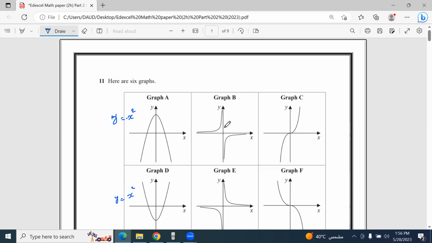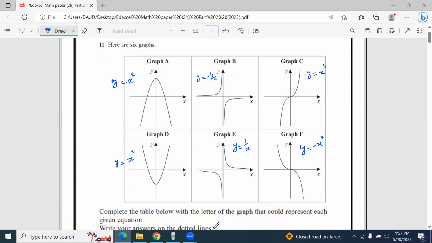And this is a hyperbola, reciprocal function. And this function is y equals minus 1 over x. And graph E is also reciprocal or hyperbolic, but this is y equals plus 1 over x. Graph C represents the curve of a cubic function, and it is positive. So y is equal to x cubed, and graph F represents also a cubic curve, and it is y equals minus x cubed. I hope this will help us to complete the table.